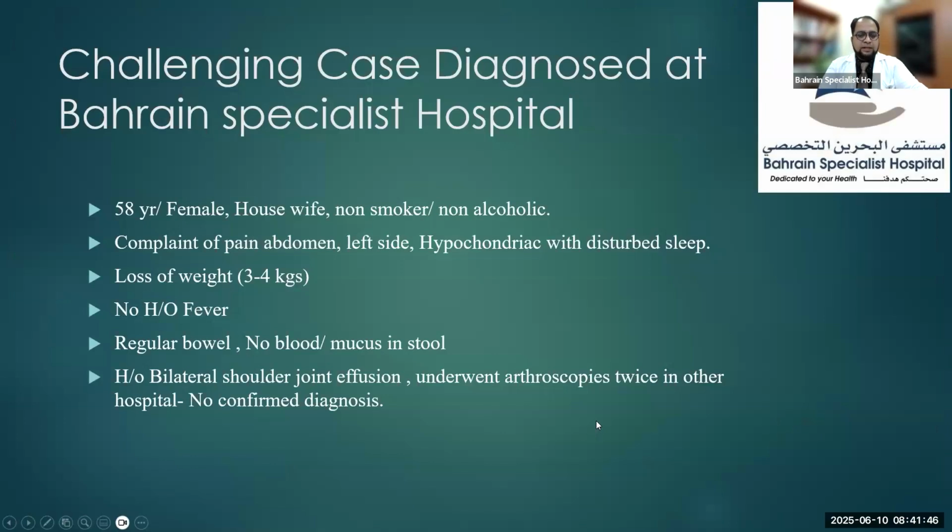So a similar challenging case we faced in Bahrain Specialist Hospital recently, and I would like to show this case. The case which we encountered is a 58-year-old female. She was a housewife, non-smoker, non-alcoholic. She complained of left-sided hypochondriac pain abdomen with disturbed sleep. There was slight loss of weight of 3 to 4 kgs, no history of fever. The bowel movements were regular.